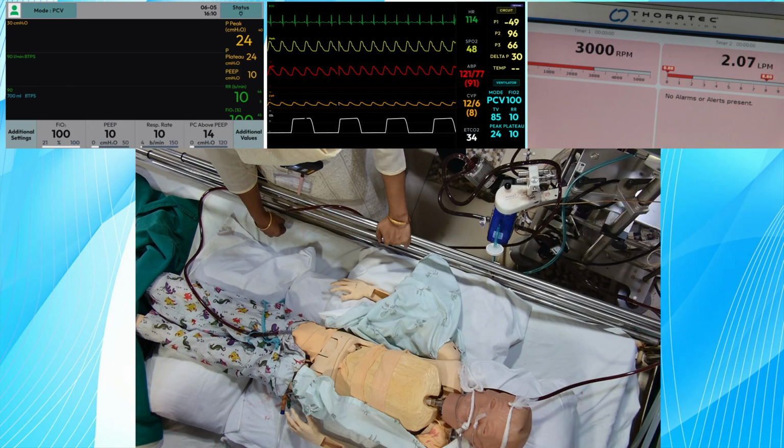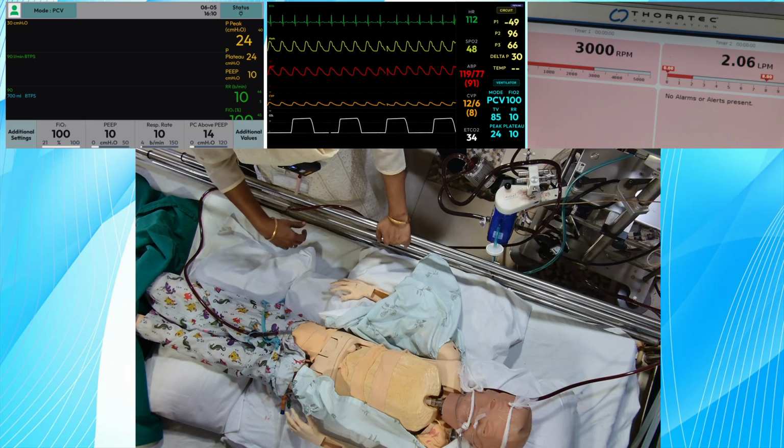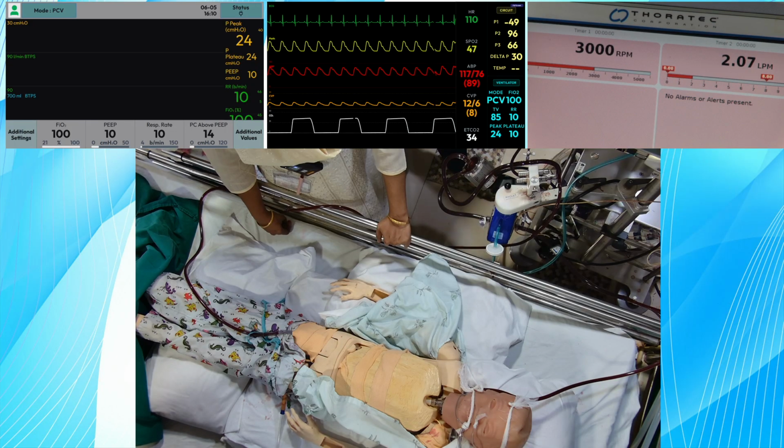What is happening? Maybe the lung condition has worsened. We need to check the X-ray, sir. But that is not required, I think. What you need to do is go back.